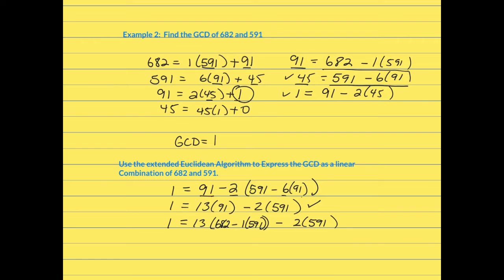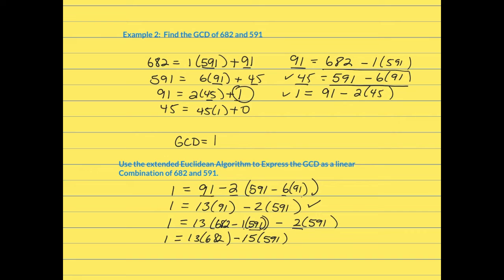And now we're going to combine like terms again. So we've got 13 times negative 1 times 591, so we've got negative 13 times 591 minus 2 more. So we've got negative 15, or negative 13 minus 2, times 591. And we've got 13 times 682.